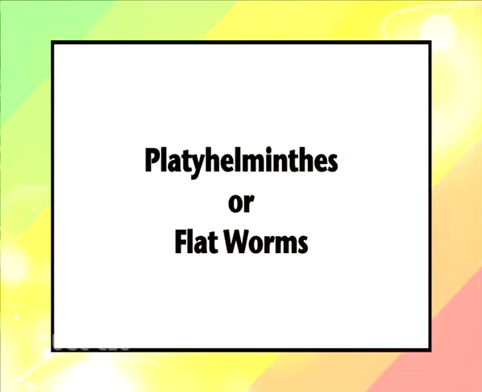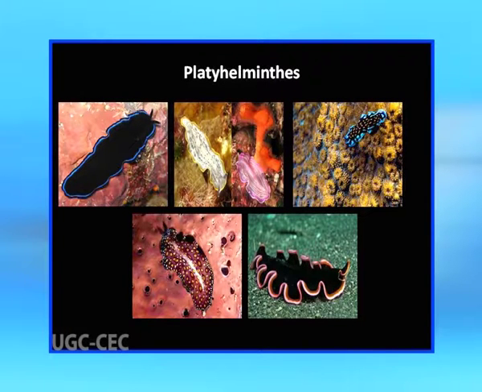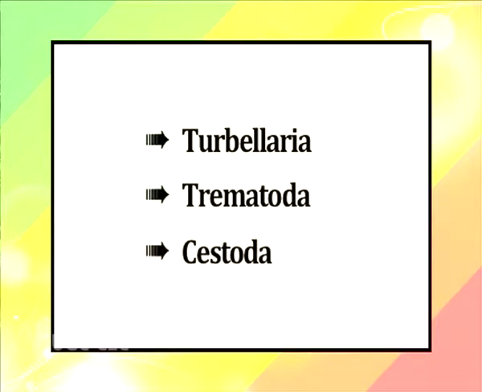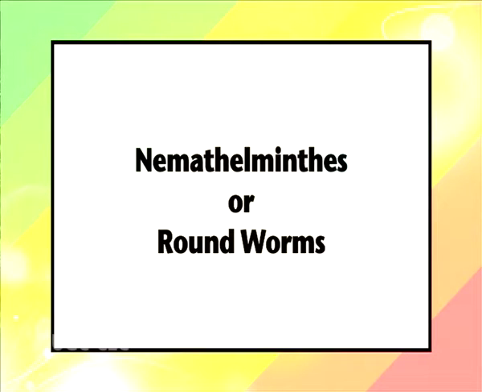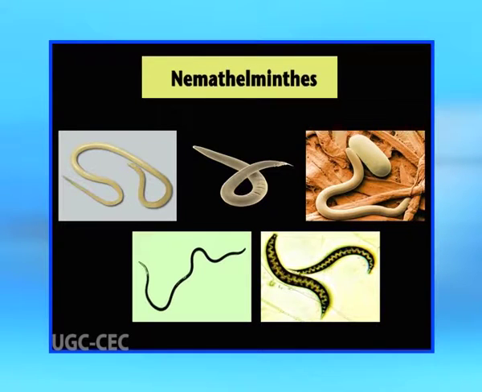The next phylum is Platyhelminthes or the flatworms. The flatworms include about 13,000 species. The body is dorsoventrally flattened and bilaterally symmetrical and unsegmented. The classes are Turbellaria, Trematoda and Cestoda. The next phylum is Nemathelminthes or roundworms. The Nemathelminthes or Helminthes include about 15,000 species. These are found in fresh and salt water. They are also parasites in animals and plants.